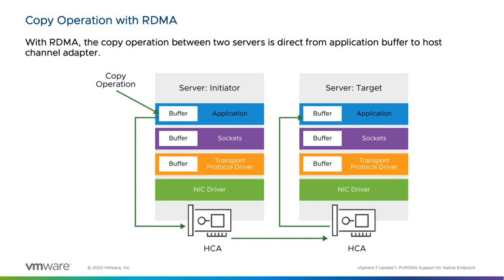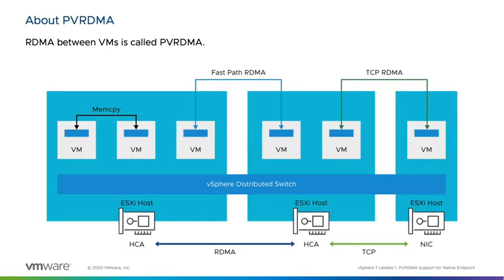RDMA between virtual machines is called Paravirtualized RDMA, PVRDMA. A wide range of applications use RDMA for low latency and high throughput communication, such as high performance computing, databases, trading applications, and big data.